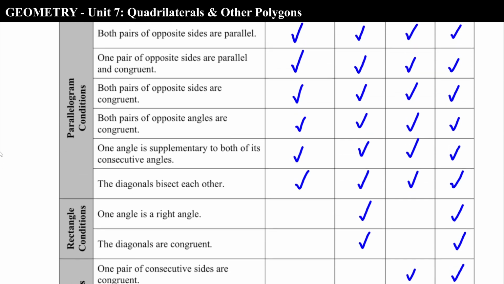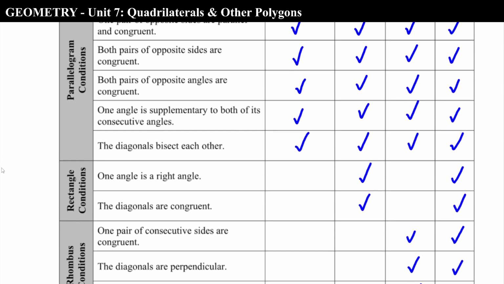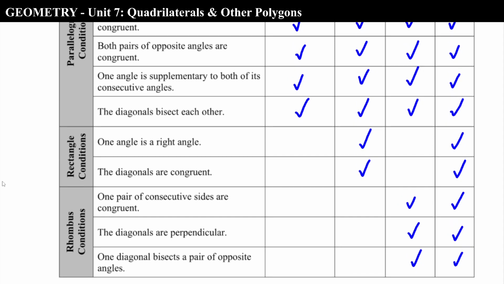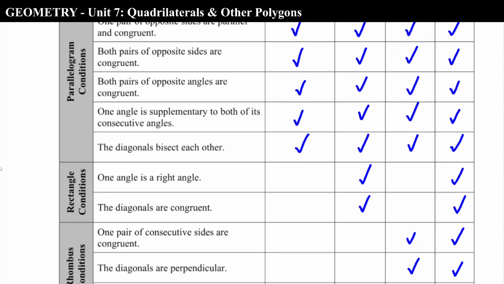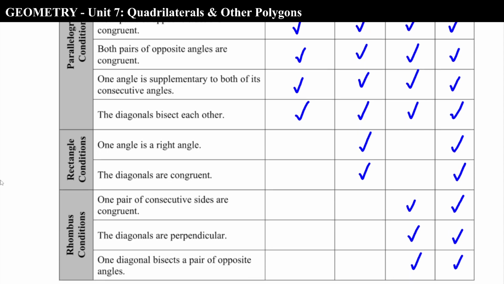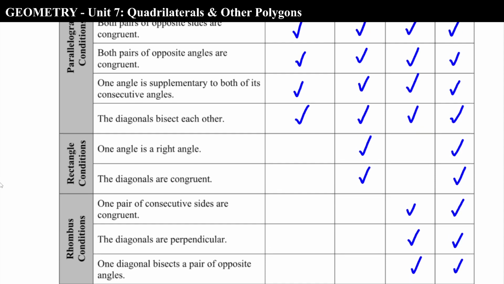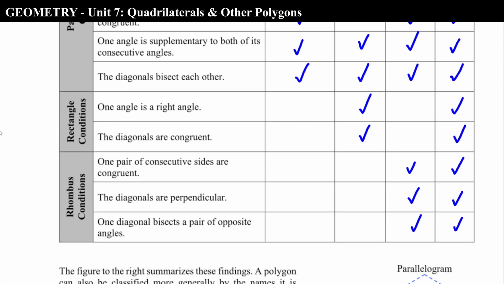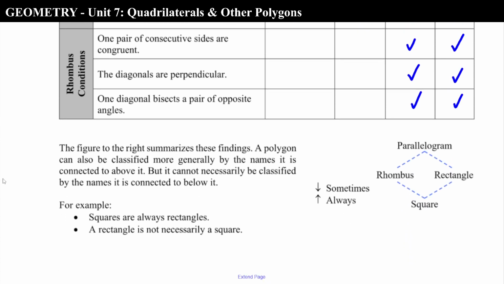So a square is as specific of a parallelogram as you can get. It meets all of the criteria. The rhombus meets all but two of the criteria, a rectangle meets all but three of the criteria, and a parallelogram meets all but the last five criteria. So hopefully this is one place where you can have all of your information to determine what type of parallelogram you have. Now the figure here summarizes these findings.